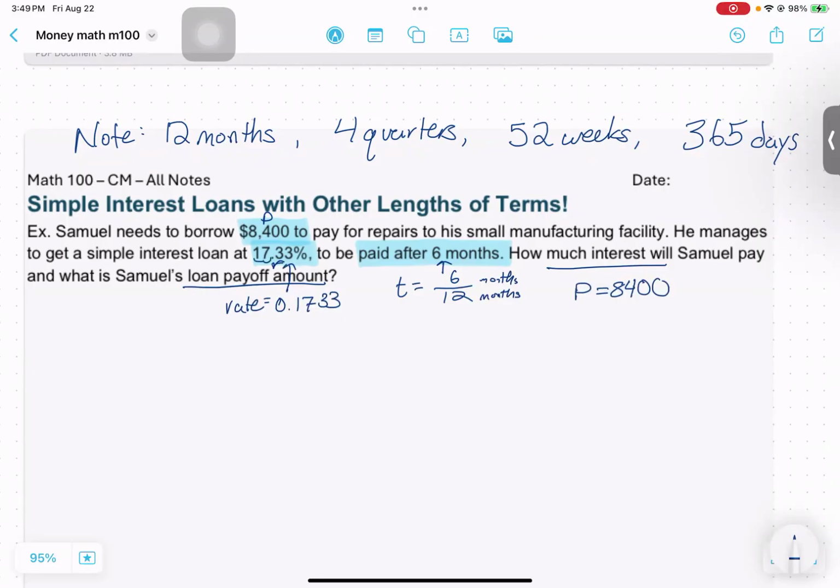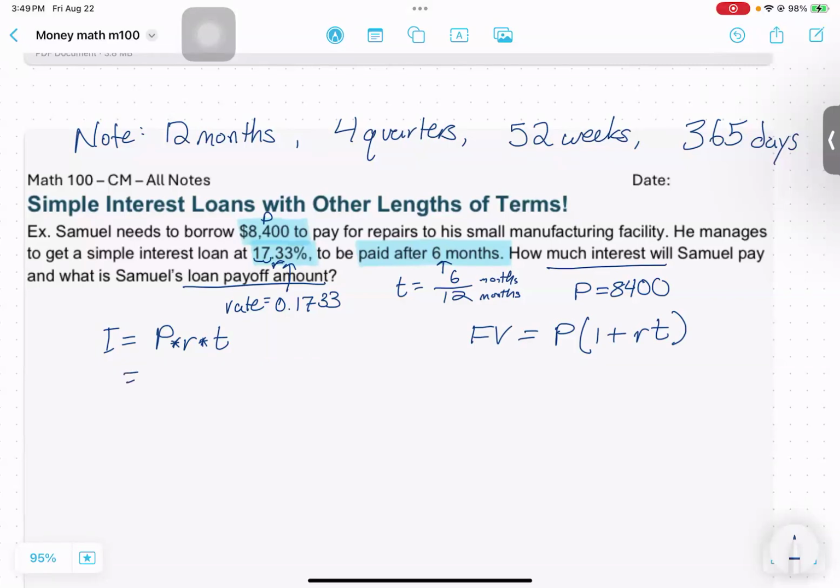Now, again, I have two questions. This is a two-parter. I need interest, which is found just like before, P times R times T. You don't have to put multiplication symbols. You can use parentheses or just write them next to each other. And I have a question about the future value. The ending amount of the loan will be P(1 plus RT) in that parentheses.